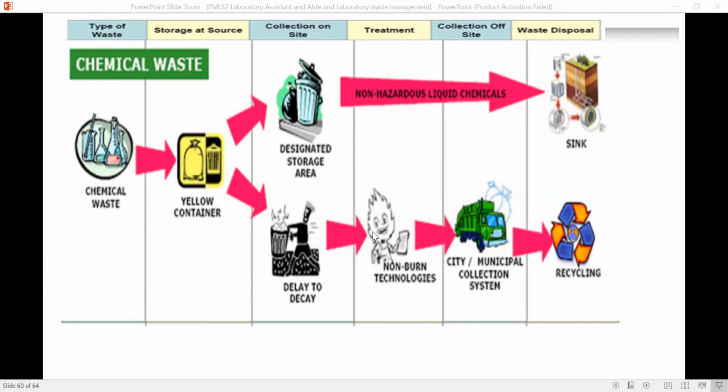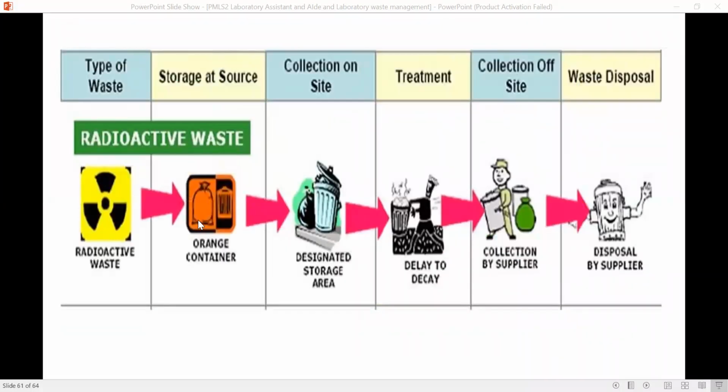Okay, so next now will be the radioactive waste. So orange, very important yan. Okay, and then again, nalagay lang siya dyan. And this is collected by a licensed disposal company. Okay, so tapos yung licensed disposal company na yung nagtitreat. So ang ginagawa nila dyan, delay to decay. Lalagay lang nila sa isang lalagyan.